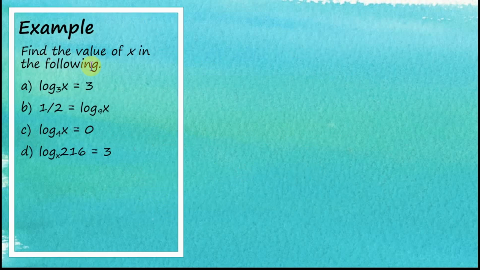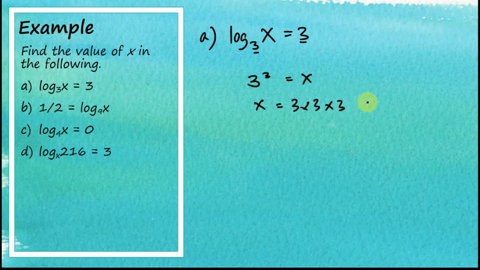Let's see this example. Find the values of x in the following. A: we have log base 3 of x equal to 3, and hence we know that in index form, the base 3 to the power of 3 equals x. Therefore x equals 3 times 3 times 3, which is equal to 27. So this is how we solve equations that involve logarithms.